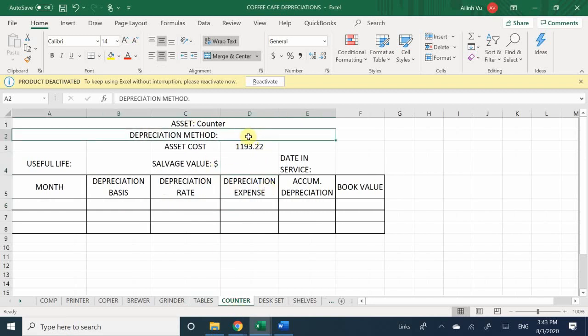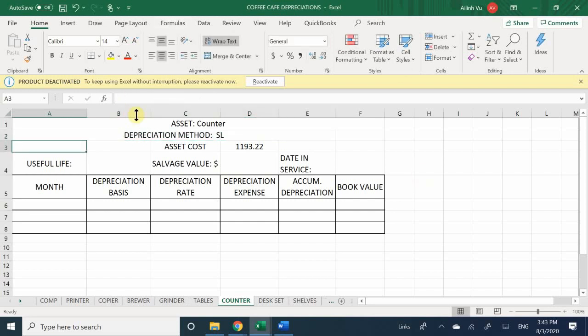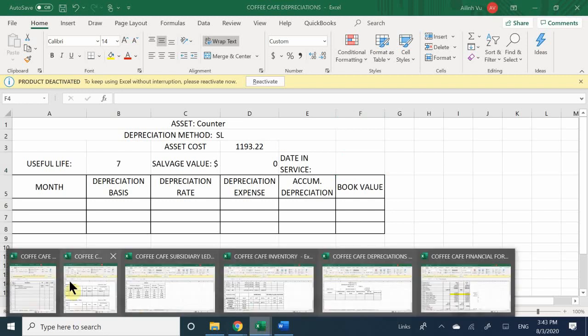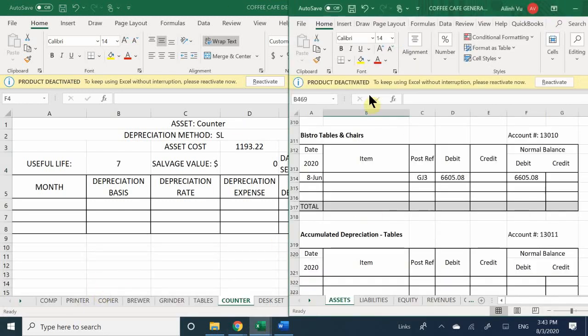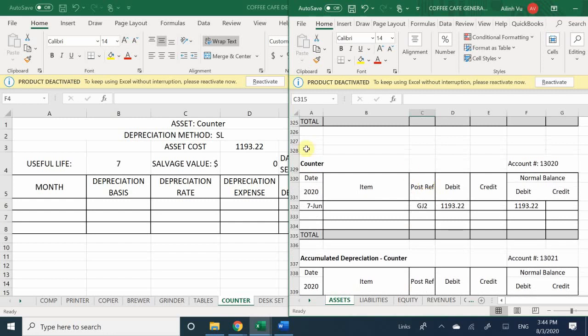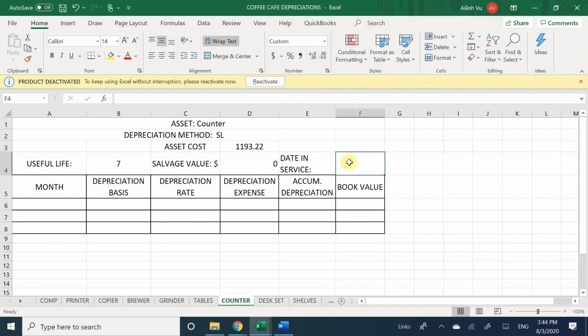We're going to apply that to the counter. So we know that our depreciation method is straight line. We know that our useful life is 7 years, 0 salvage value. And when did we put this in service? We put the counter in service on June 7th.